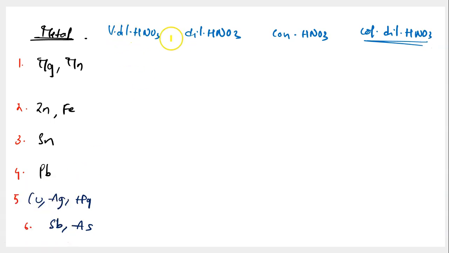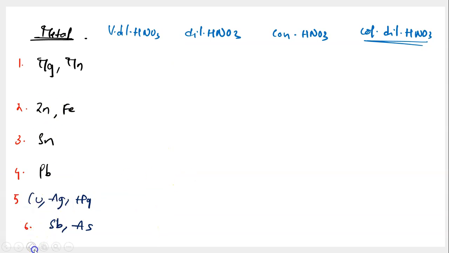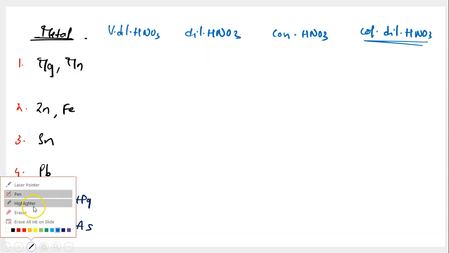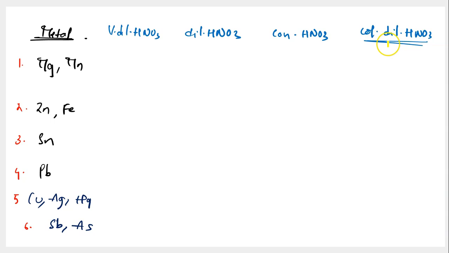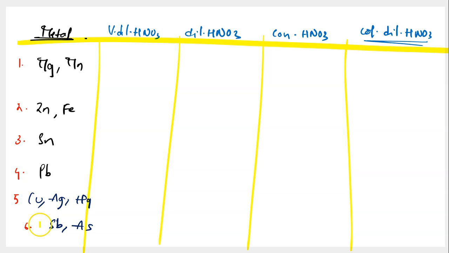So now in this table, first of all, we'll see how exactly these metals react with the very dilute nitric acid, and then we'll see how exactly these metals react with the dilute nitric acid, followed by concentrated nitric acid and cold dilute nitric acid. So let me draw down the lines over here to be able to separate these reactions effectively. So now let's get started with the first one. What happens when magnesium is allowed to react with very dilute nitric acid?